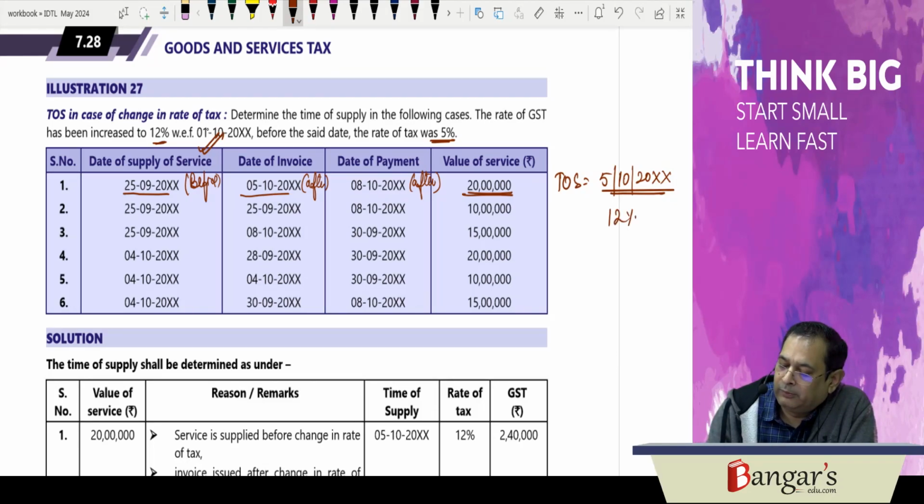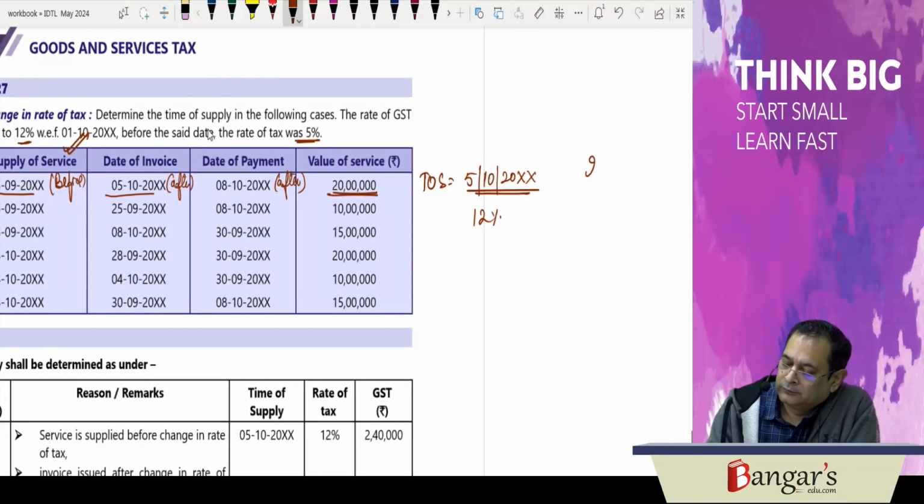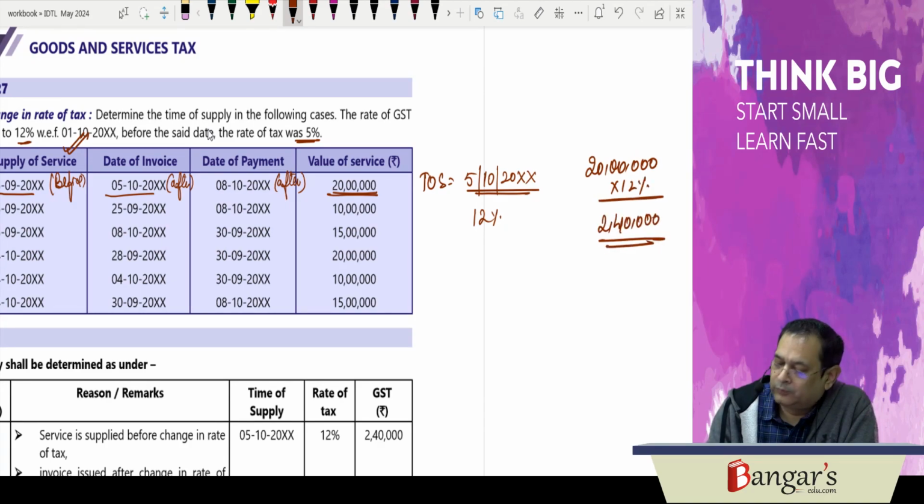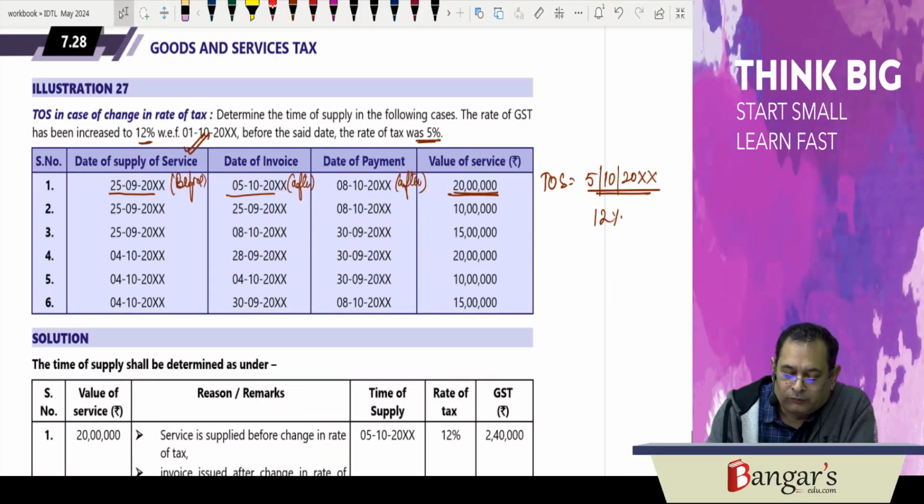So here the liability will be on 20 lakhs, 12%, 240. Okay, this way you have to do. Then supply of services on 25/9. Date of invoice is on 25/9. But date of receipt of payment is on 8/10.